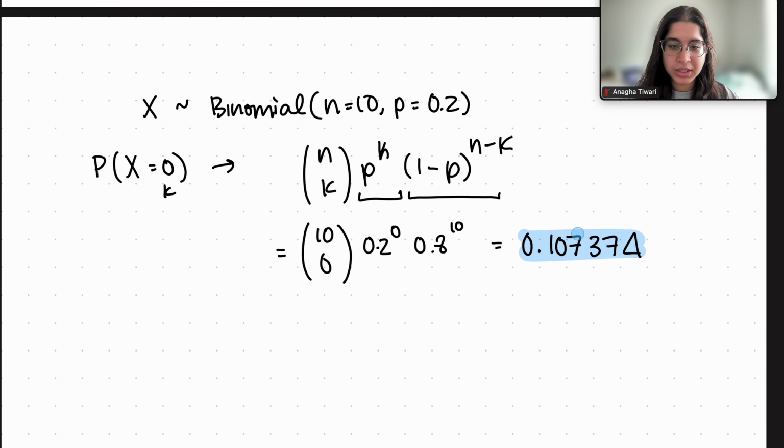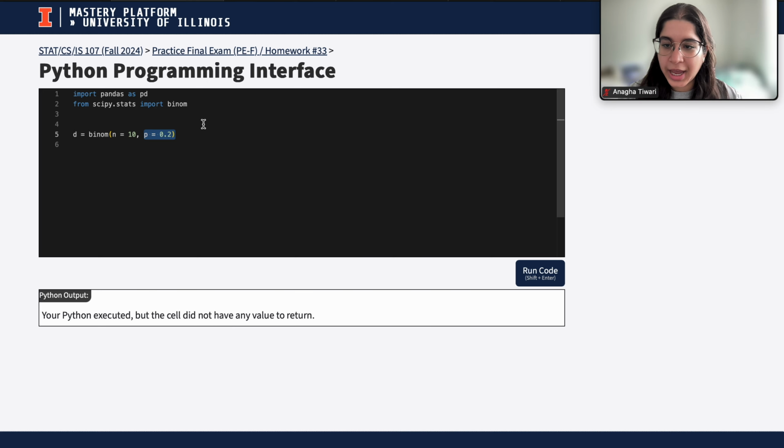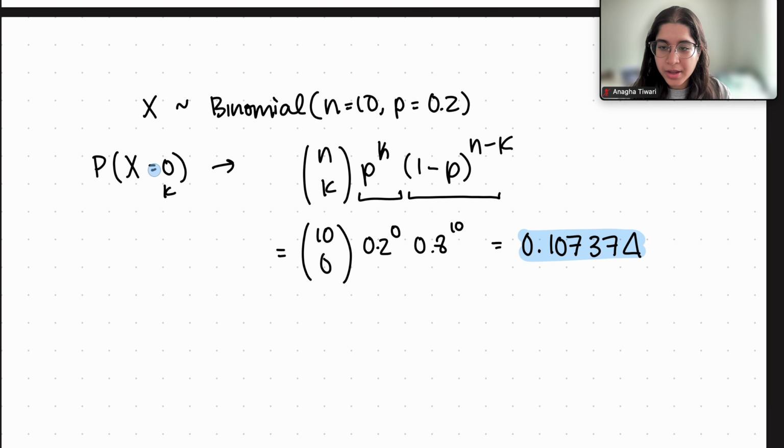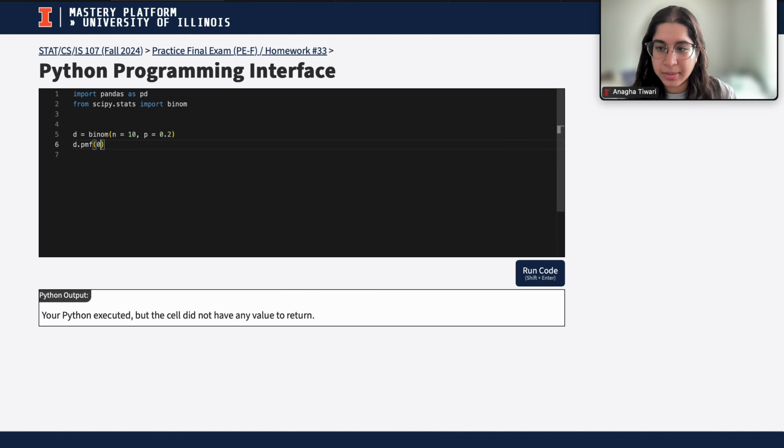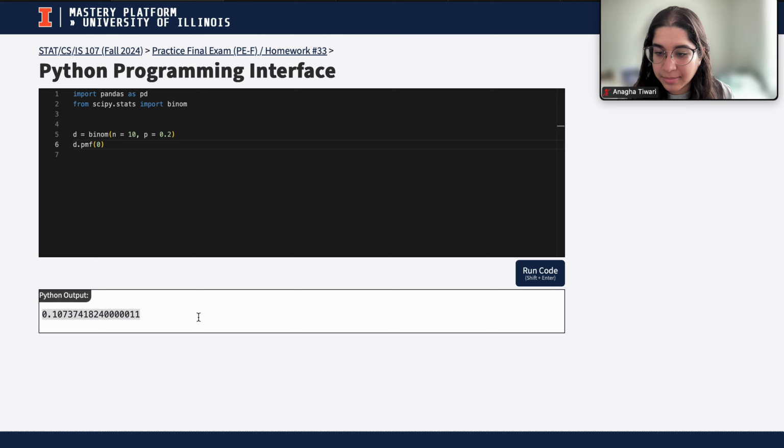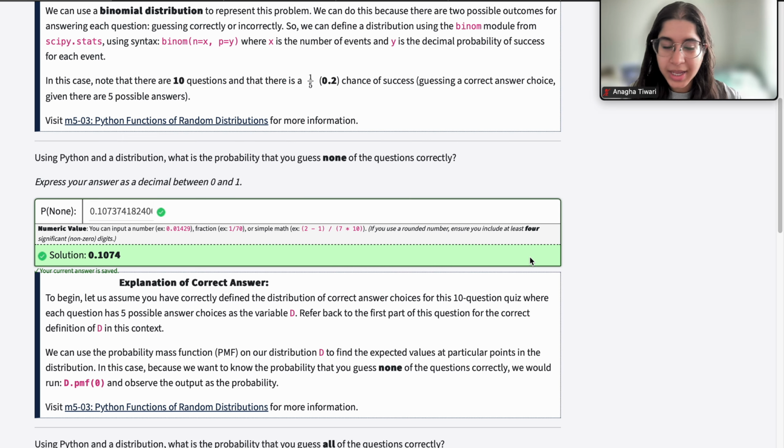But if we want to do this using Python, we have our distribution defined here, and the function that we will have to use is the PMF function, the probability mass function. So I want to find d.pmf, and our input will be our x value. Here we want the probability that x takes on the value 0, so it's the k value. That's d.pmf 0, and again I got the same probability, 0.10737, as I got before. So that is correct.